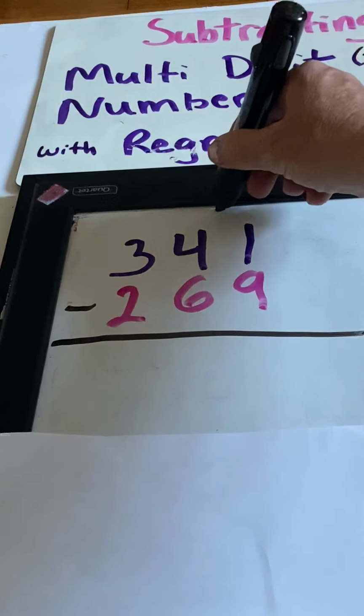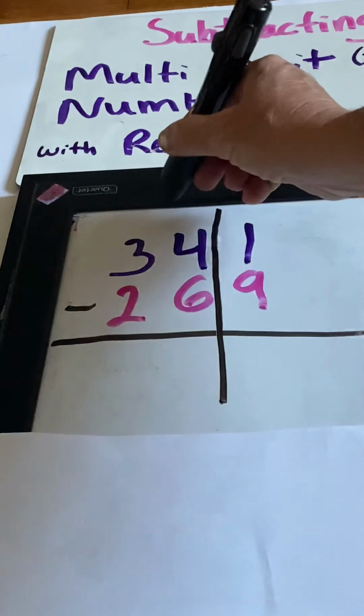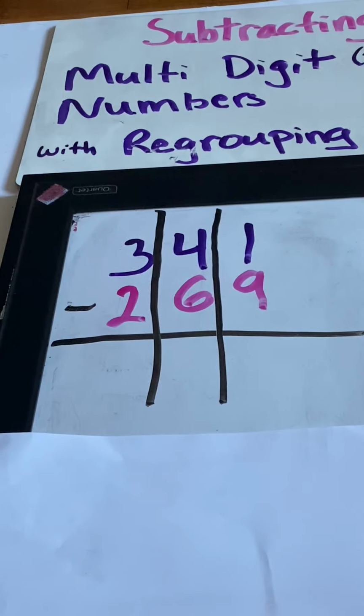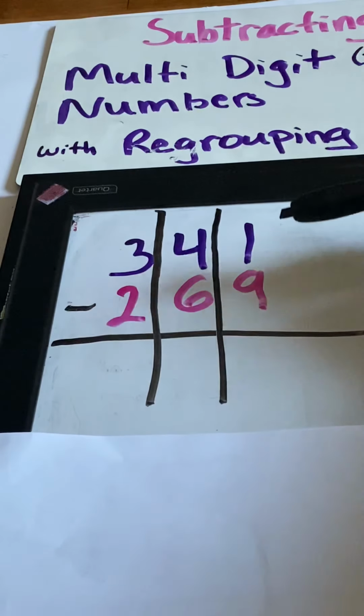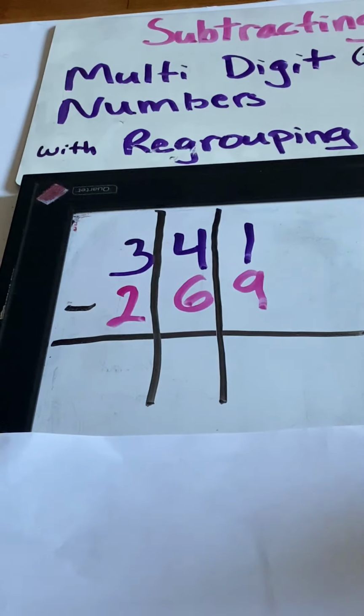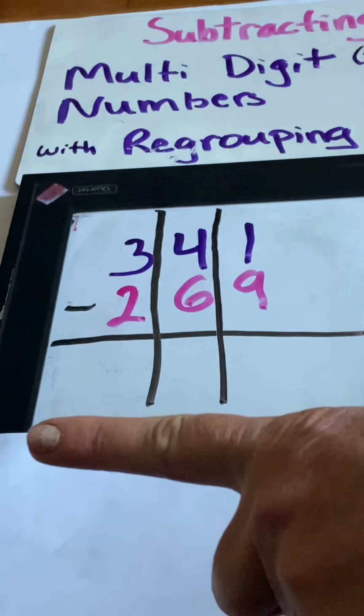So the first thing I'm going to do is draw my lines. This is going to help me organize my subtraction. And I am going to start at the right side, furthest away from the sign. And I'm going to say 1 minus 9. And I'm going to ask myself, can I do that? Is 1 bigger or smaller than 9? Well, it's smaller. So if I have 1, I can't take 9 away.